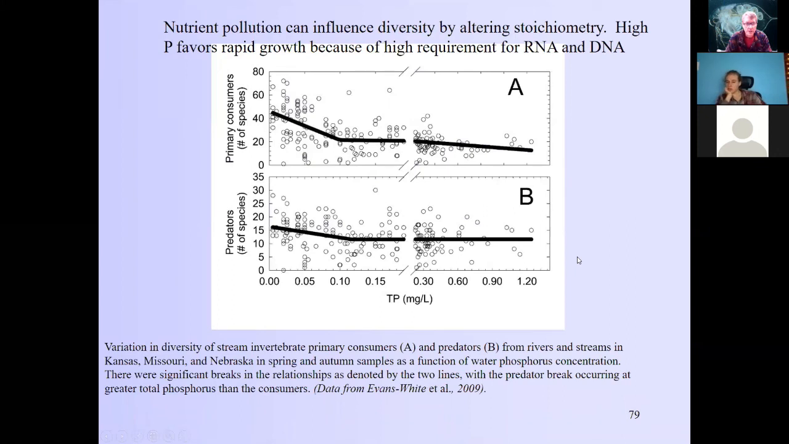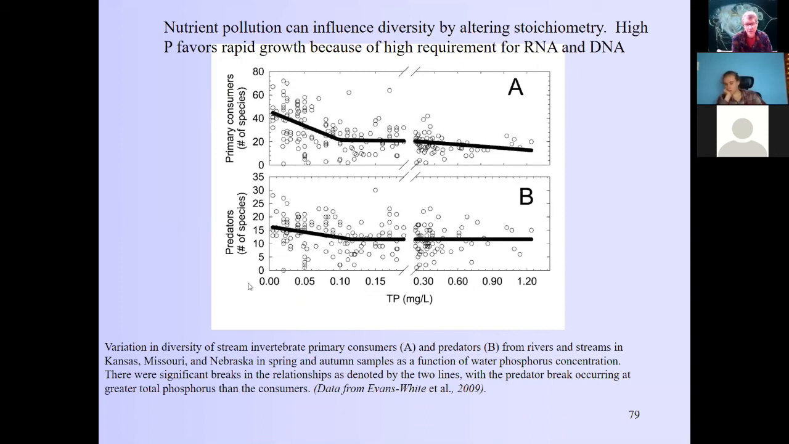And here's a practical example of that. This is Michelle Evans-White, who was in my lab as an undergraduate, and then a graduate student, and then she came back as a postdoc, and now she's a professor at Arkansas. I think the second time this class was offered, she took it from me. In any case, these are data from Nebraska, Kansas, and Missouri on streams.